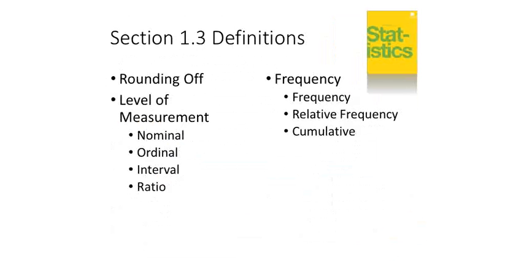And in section 3, we continue going through the material talking about rules for rounding off. When do we do that with our data? Levels of measurement. What is meant by nominal, ordinal, interval, and ratio level data? And frequency. We talk about the frequency, relative frequency, and cumulative frequencies of data.